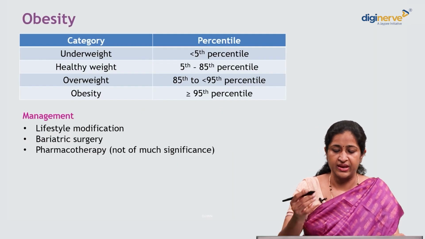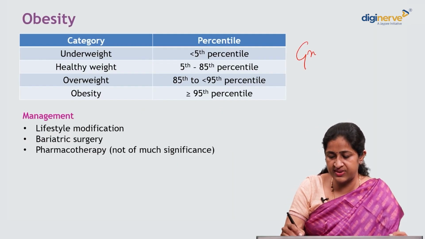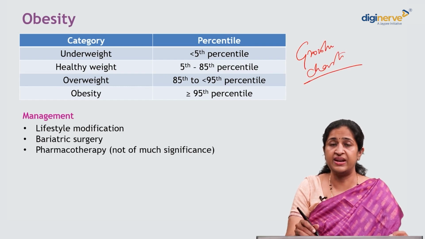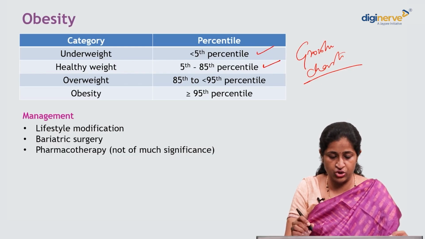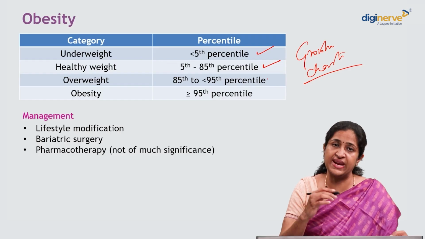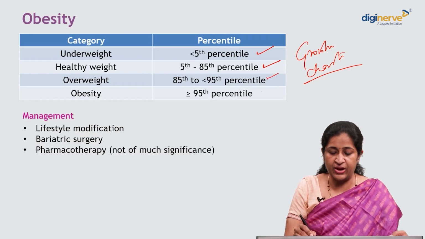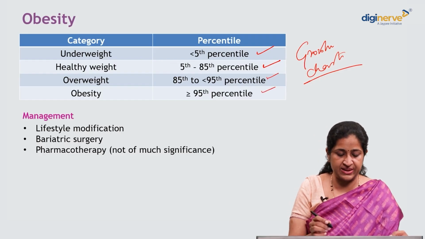Now using growth charts, this is very important, growth charts. Underweight is less than 5th centile. Between 5th and 85th centile is normal. Overweight is between 85th and 95th. And obesity is above the 95th centile.